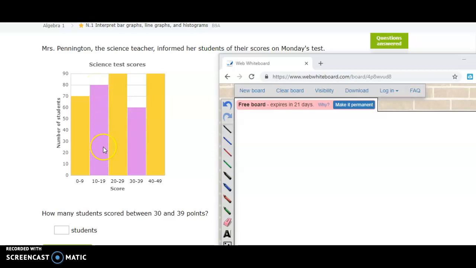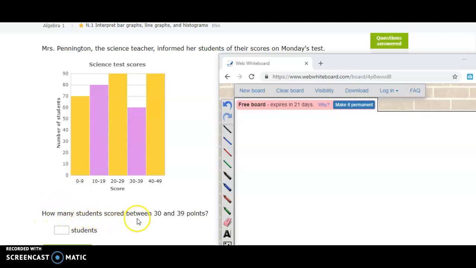So that means that this bar represents anybody that got a 10, 11, 12, 13, 14, 15, 16, 17, 18, and 19. Everybody that falls within that range would be in this graph. Okay? So now we're going to look at the question.